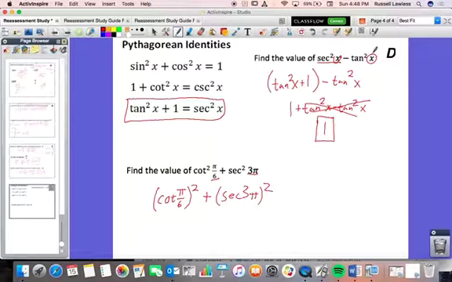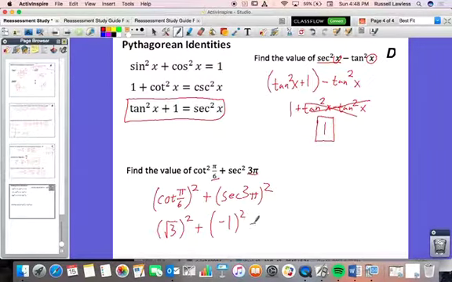Now if you looked at your unit circle, you would find out that the cotangent of pi over 6 would be the square root of 3. So you would square that value. And if you looked for the secant of 3 pi, which is coterminal with pi, you're going to find that that would be negative 1, squared.